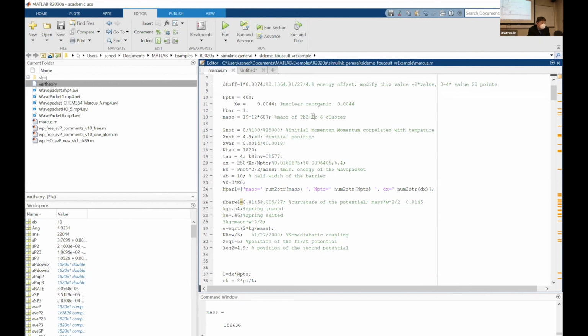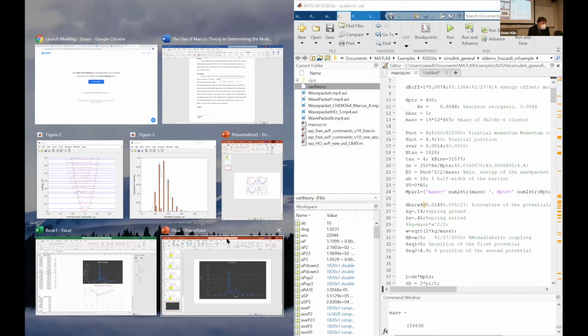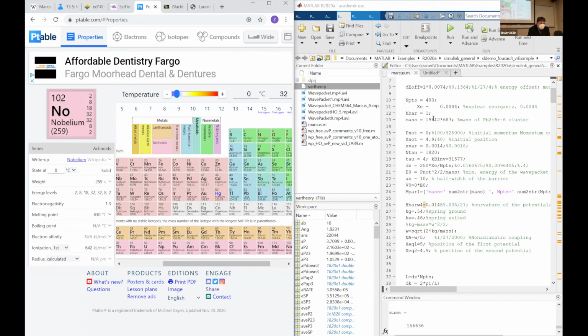Okay. 687. I'm guessing 12. What is 19 times 12? You can type it in MATLAB in command line. It works. 228. It's a little strange for me. I would do 1837 by 687. 1837 times 687. Yes.